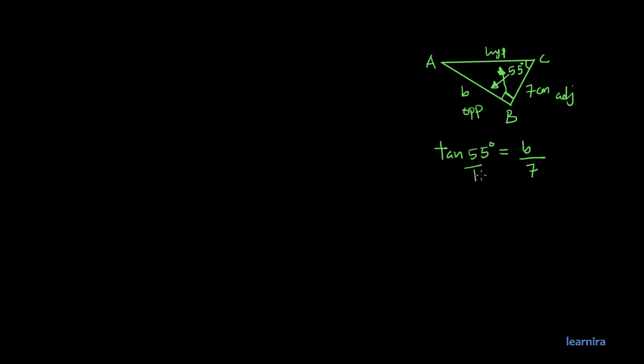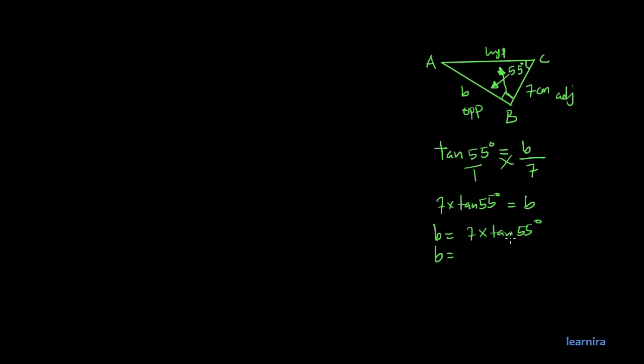For this one, we can cross multiply. I would have 7 times tan 55 degrees equal to B times 1, which is equal to B. So we can just write this as B is equal to 7 times tan 55 degrees.